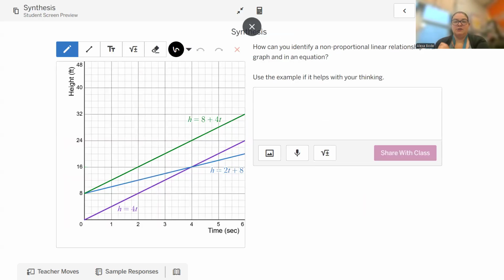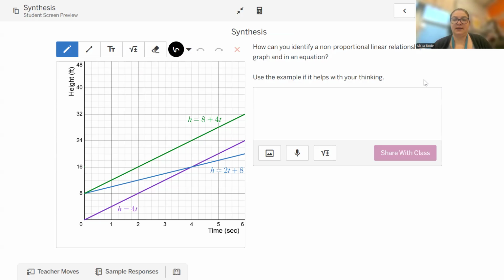Okay. So synthesis, how can you identify, sorry, a non-proportional linear relationship in a graph and in an equation? Use the example if it helps. So here is our graph with the equations on it. How can you tell which ones are non-proportional? How can you tell which ones are proportional? Go ahead and answer this on your Desmos. This one I am not going over with you. I want to see how well you understood the lesson today. How can you identify non-proportional versus proportional? And you can use the graph and the equation.